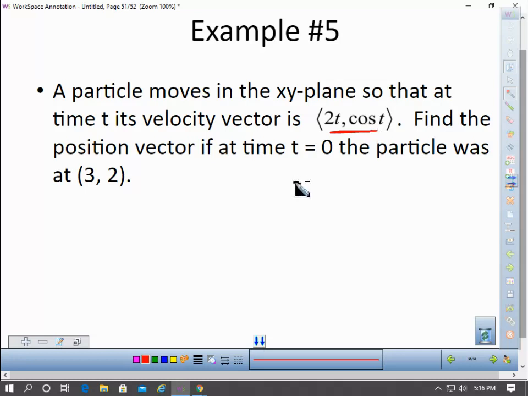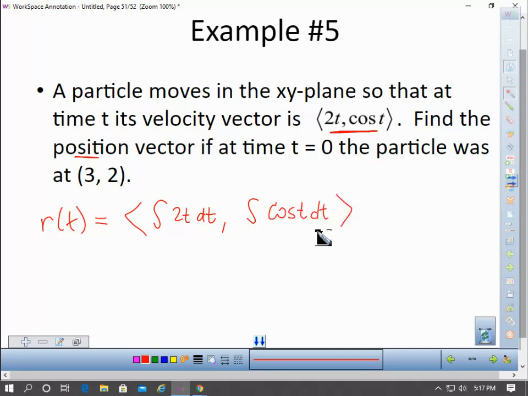All right, now we know if we've got the velocity vector, how do we find the position vector? We integrate, okay? So our position vector, r of t, because this is already v of t, our velocity vector, is going to be the integral of these guys. So this will be the integral of 2t and the integral of cosine t dt.